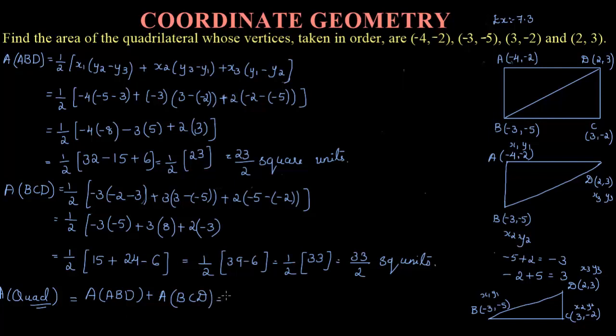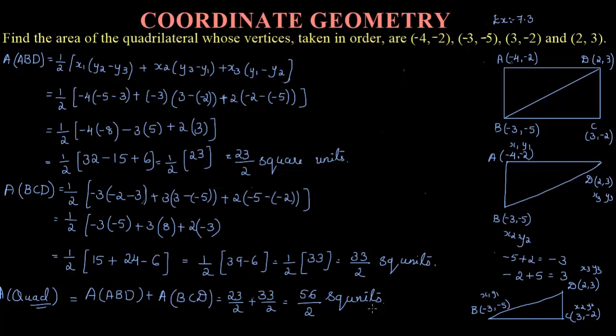So what is the area here? You can observe 23 by 2 plus 33 by 2, right? So denominators are same, so I'll just add it without taking the LCM, because the LCM will also be same, right? 2. So 23 plus 33 you need to do. So 3 plus 3 is 6. 3 plus 2 is 5. So 56 by 2 is the area of the quadrilateral.